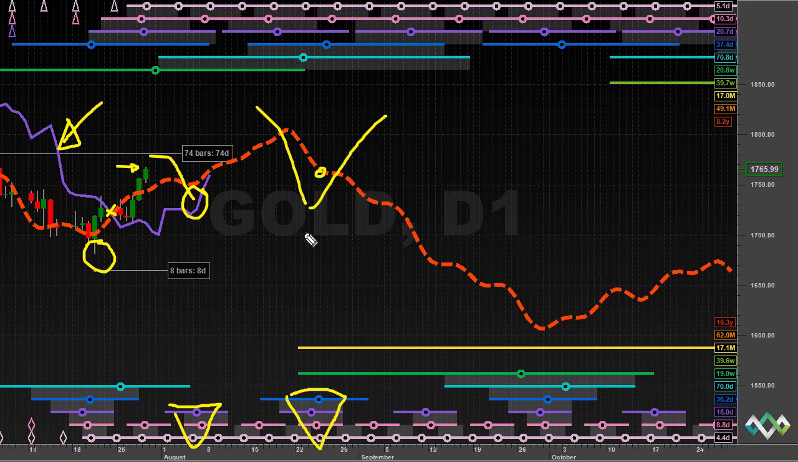But we would expect price to cross back up above the FLD, form a probably lower peak according to this bearish picture, and then come down into the next 20-week cycle trough over here at the end of September.